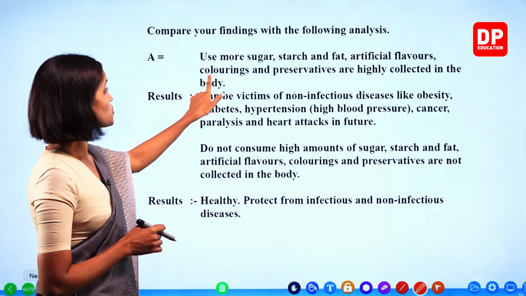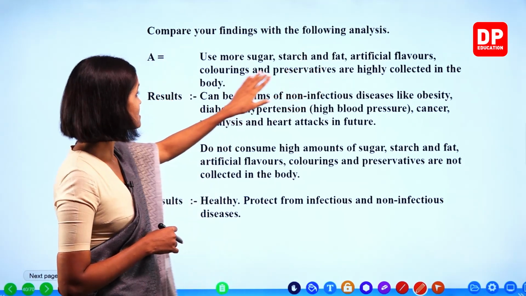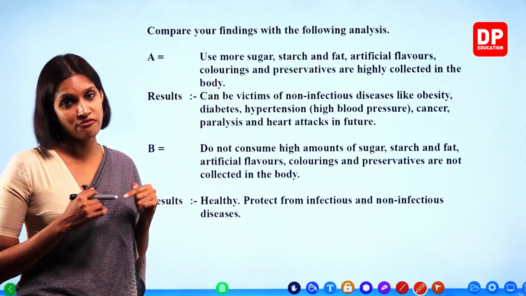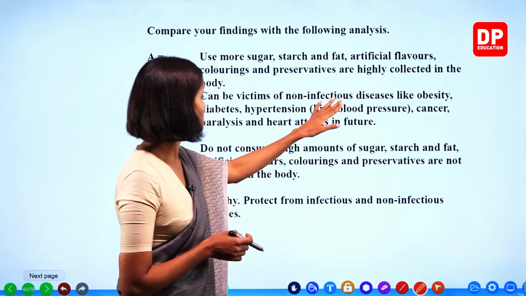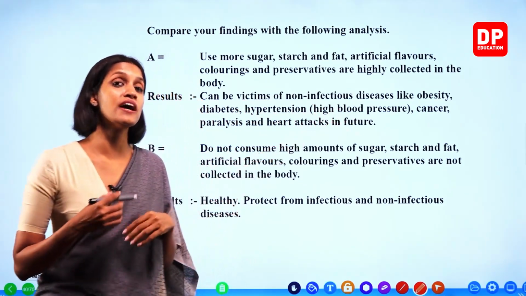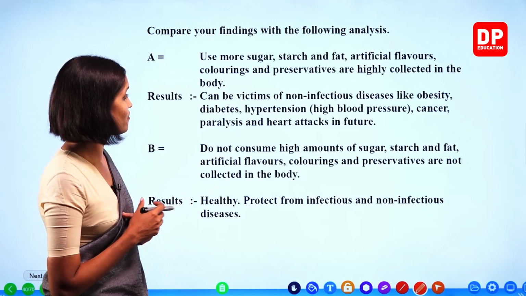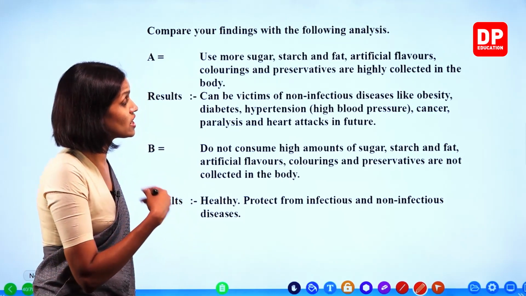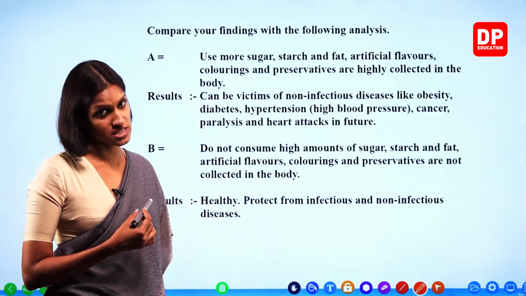A. Use more sugar when you eat from outside. We use more sugar, starch and fat; artificial flavors, colorings and preservatives are highly collected in the body, which is very bad for y'all. Right? Results. Can be victims of non-infectious diseases like obesity, diabetes, hypertension, which means high blood pressure, cancer because of the artificial flavors and colorings. These artificial chemical substances are very bad for your body, right? Paralysis and heart attacks in future. If you do not change this type of food pattern, you will definitely get one or few of these diseases, right?